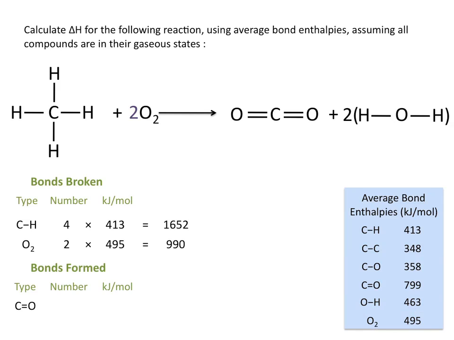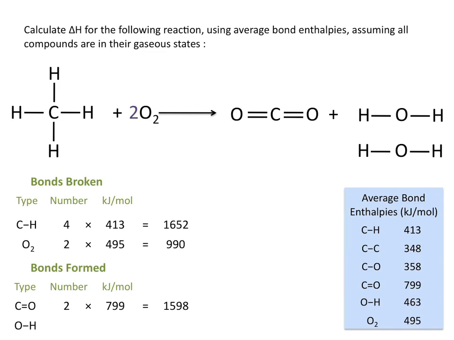So on the product side, we have a carbon-oxygen double bond. And we see that we have 1, 2 different carbon-oxygen double bonds. And the average bond enthalpy for a carbon-oxygen double bond is 799 kilojoules per mole. The other type of bond we have on the product side is an oxygen-hydrogen bond. And we have 2 moles of water being formed. So it might be helpful to draw out your 2 water molecules like this.